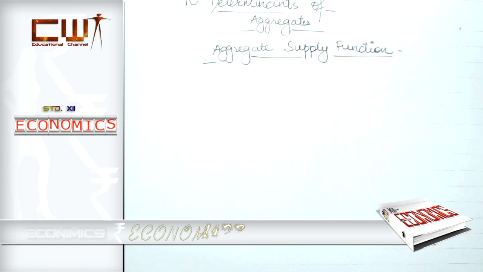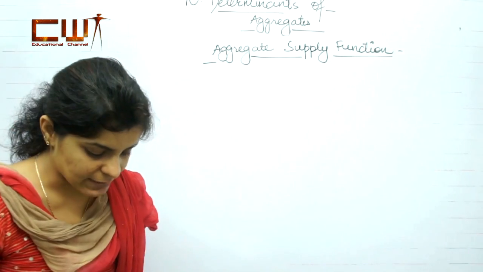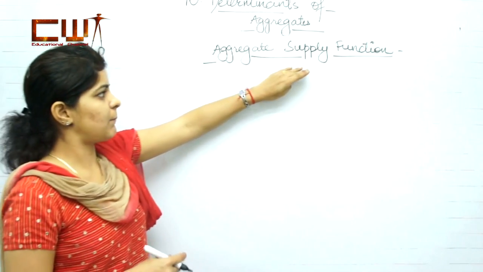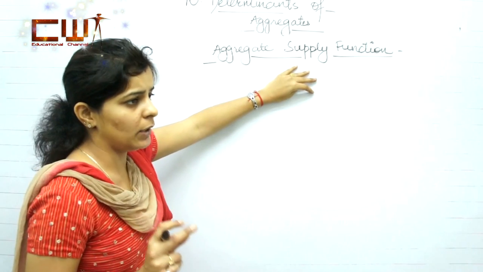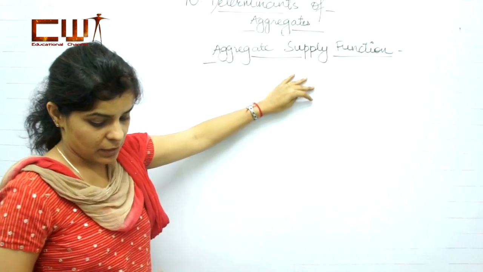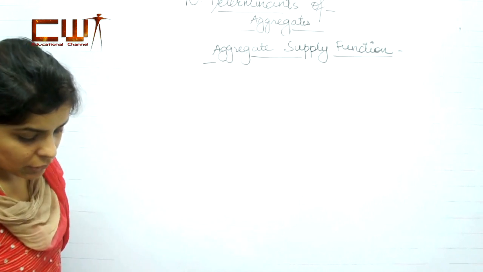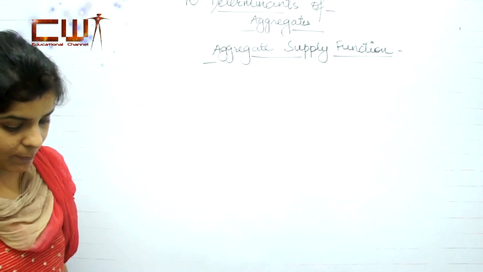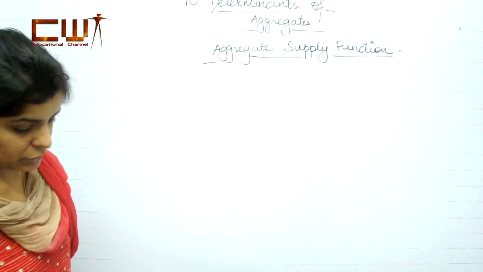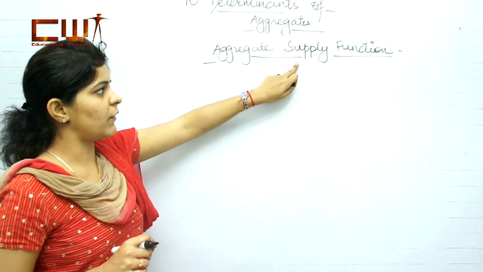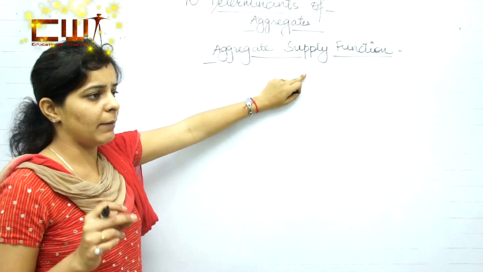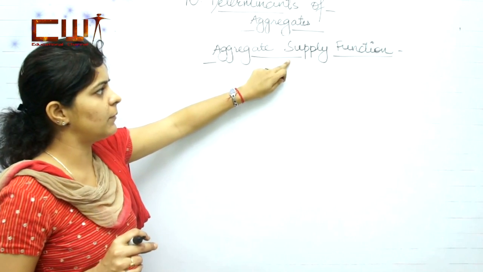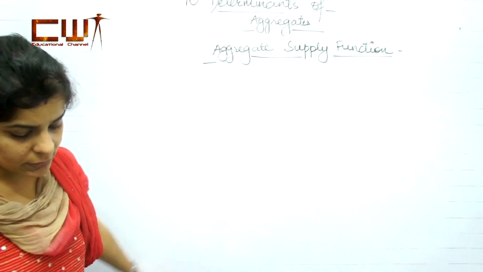Right? Now, what are the determinants of the aggregate supply? We will study the determinants. We will study the aggregate supply schedule and the aggregate supply curve. See, aggregate supply means the total supply of goods and services at a particular time at the particular price level. Now, what do you mean by that? You are supplying the goods only with the help of the factors of production. Supply always depends on the factors of production. If you have land, labor, capital and organization, then only you will be able to supply the goods. So what are the determinants?